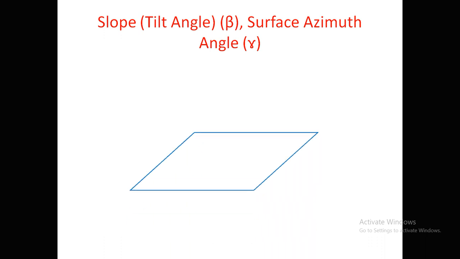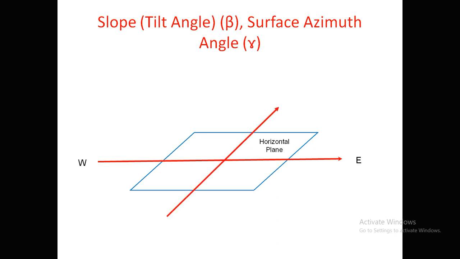First, draw the horizontal plane. Yeah, this is the horizontal plane, and then here we need to consider a plane which is at some angle from the horizontal plane. Obviously we need to draw east, west, north and south. This is my plane of interest, the inclined plane, which makes some angle with the horizontal plane. That angle is called beta, the slope or tilt angle.